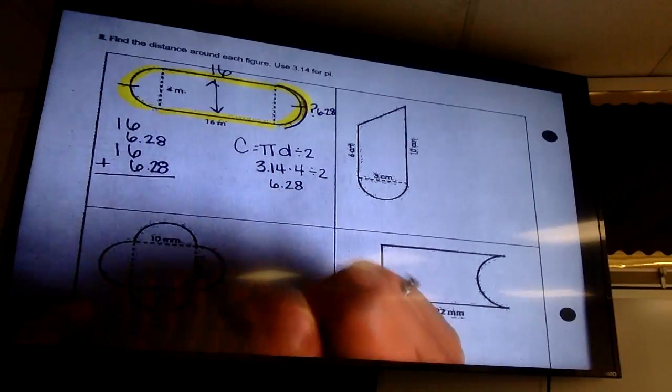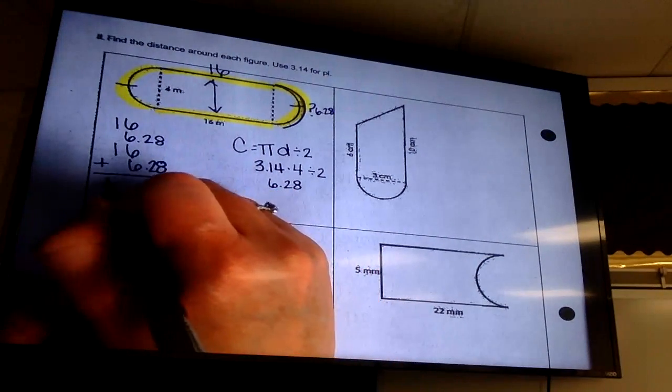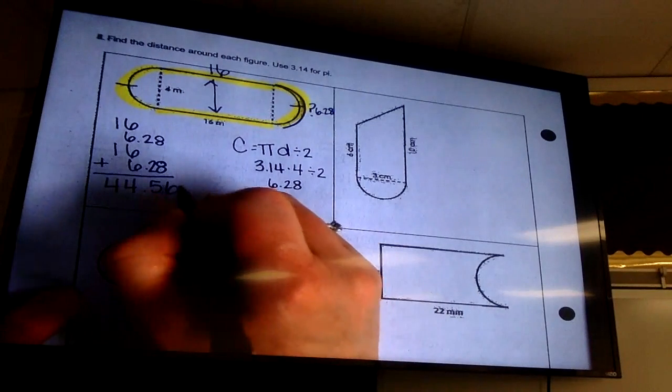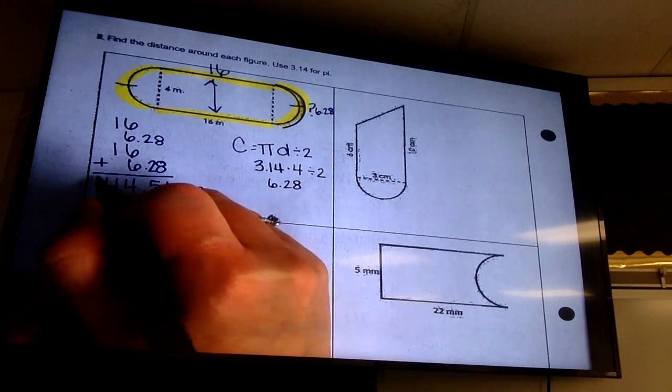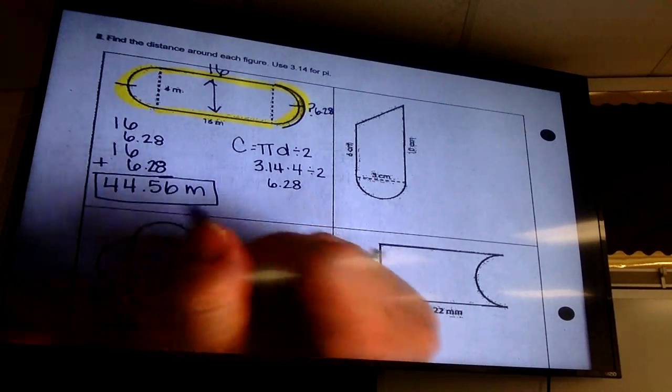So if I add them all together, it's going to give me my answer. My final answer then should be 44 and 56 hundredths. We're talking about a distance, so now my units are just meters. And this is one way you could have done it.